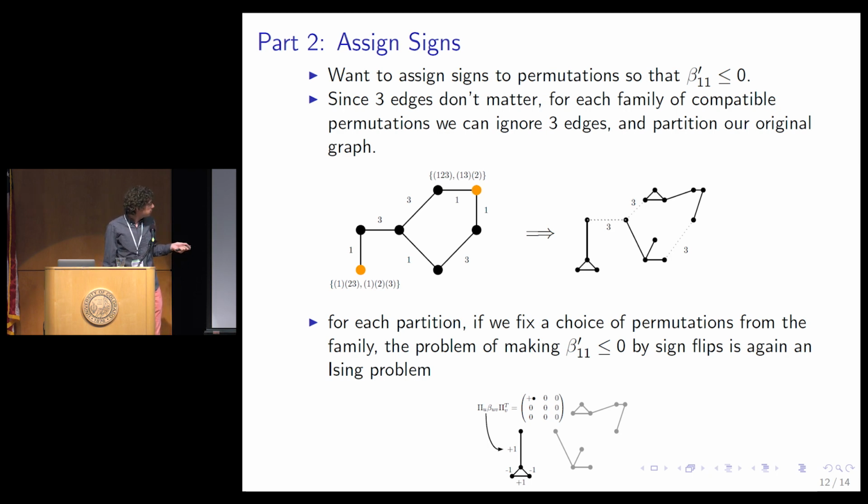And then for each of these partitions, if we were to fix a choice of permutation on one of them, then the problem of making this entry negative again goes down to an exact satisfying solution to an Ising problem, which is again easy.